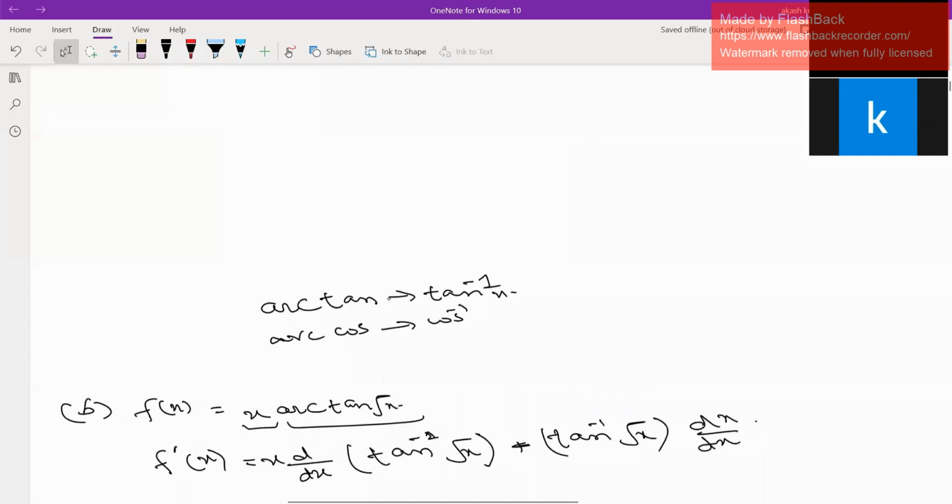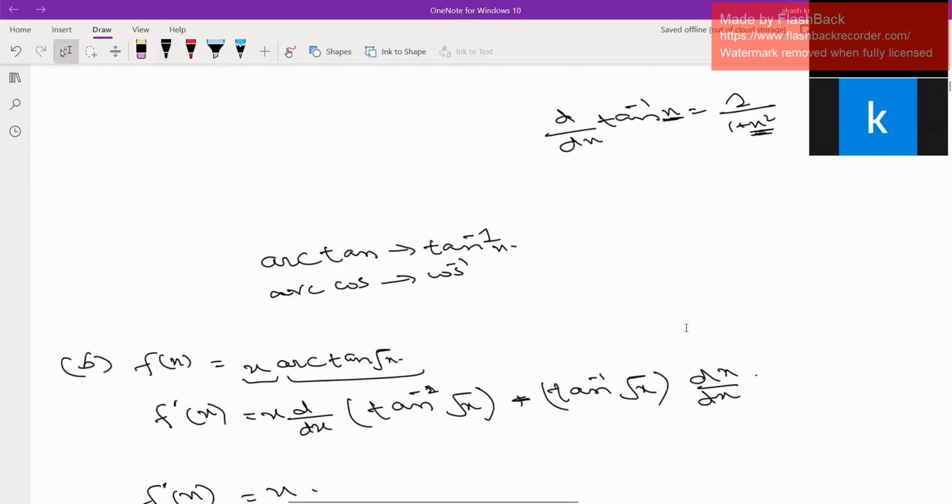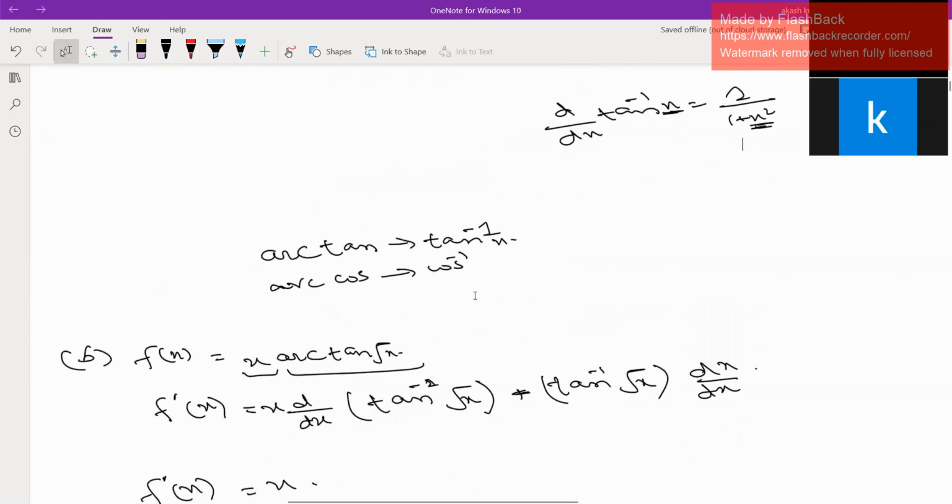The derivative of tan inverse x is 1 over 1 plus x square. There, the angle or inner function was x, so they wrote x raised to the power 2. Now we have square root x as the inner function instead of x. So our derivative for tan inverse square root x will be 1 over 1 plus square root x whole square.